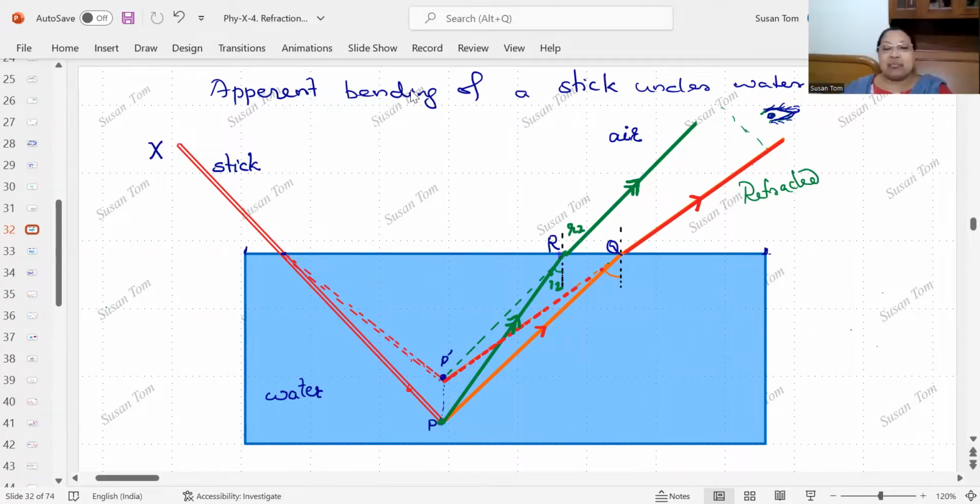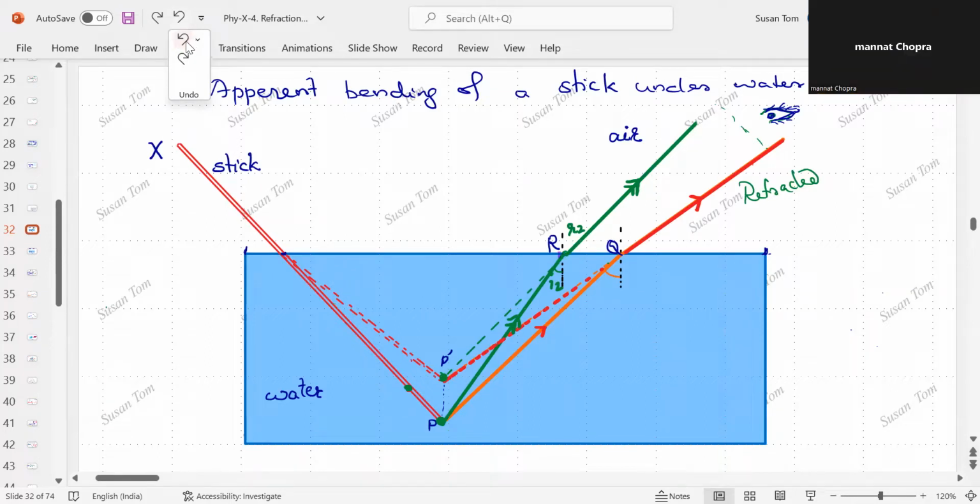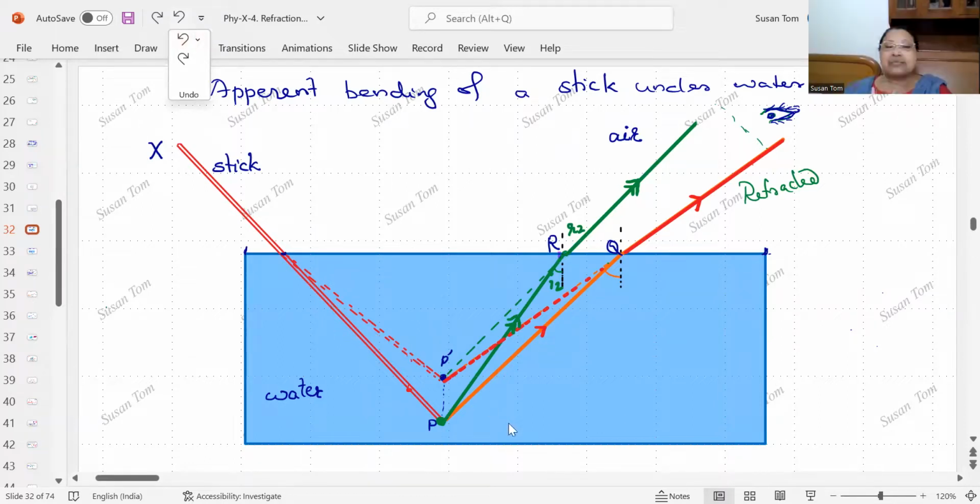In this case, the point P is vertically raised upwards. So if there was a Q, it will be vertically upwards. If there is an R, it will be vertically upwards. So each point in this stick within water will be seen to be vertically raised, and when it is seen in continuation, we will see the part of the stick is bent from the surface till its bottom. Yes or no? Yes, ma'am. This is what you have to draw, learn, and we'll continue next day.